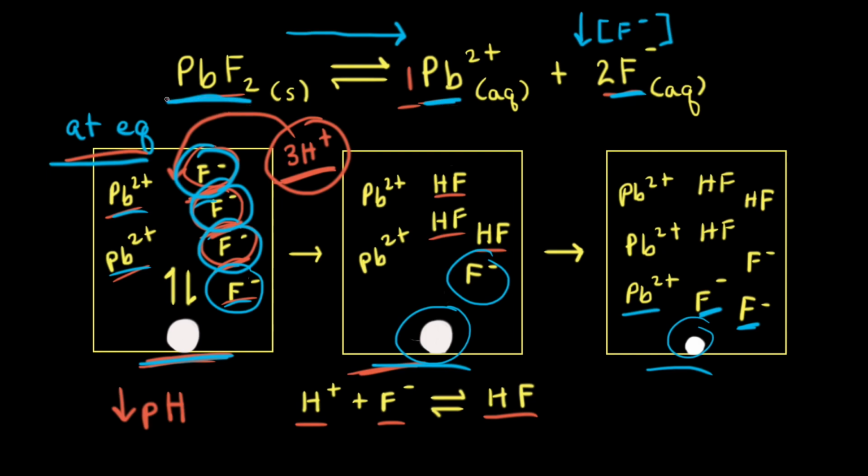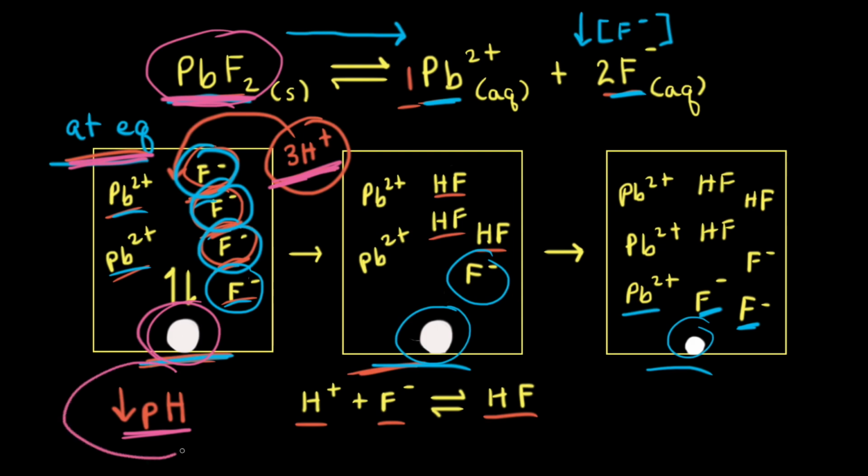So for a saturated solution of lead II fluoride at equilibrium, decreasing the pH, or making the solution more acidic by increasing the concentration of H+ ions, increases the solubility of lead II fluoride, which is why we saw more of the solid dissolve when the H+ ions were added. This effect of decreasing the pH and increasing the solubility of a slightly soluble salt happens whenever the slightly soluble salt contains a basic anion.